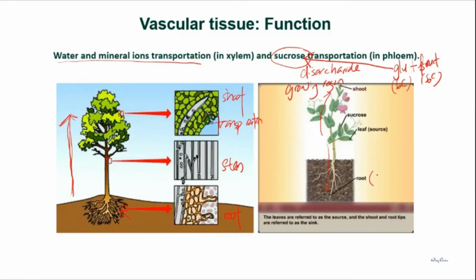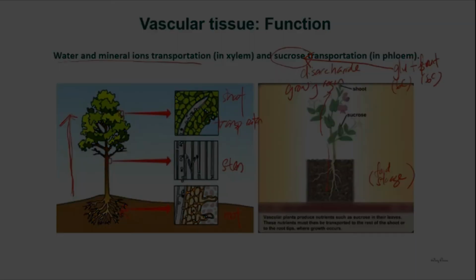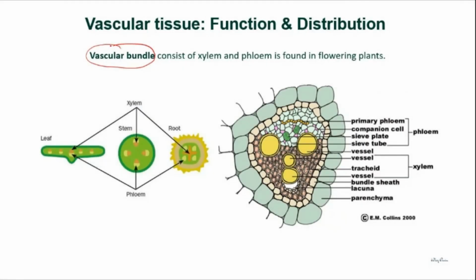Okay, and this one, they can move downwards also. Kenapa dia bergerak ke bahagian akar? Sebab akar selalunya adalah bahagian kita kata dia tempat simpanan. Okay, food storage. Both xylem and phloem, they will be found in a structure called a vascular bundle.